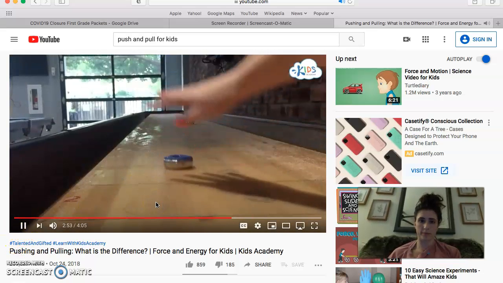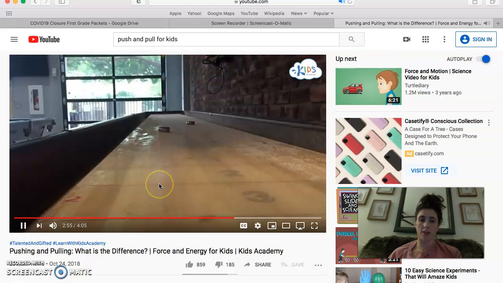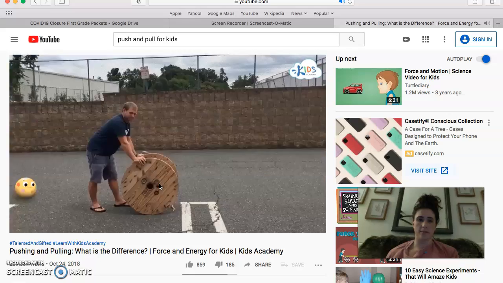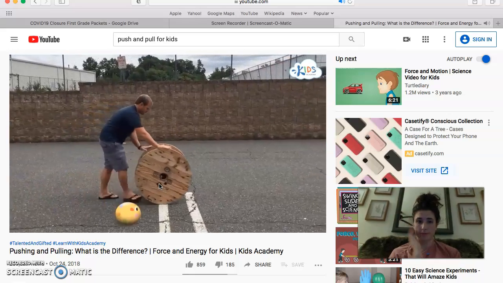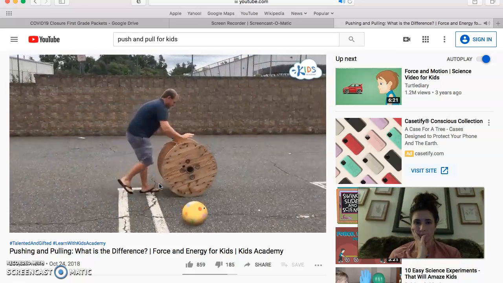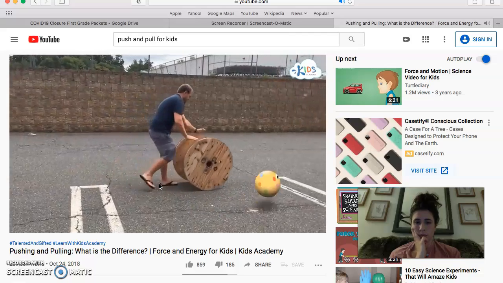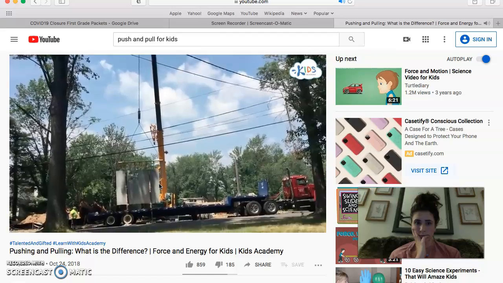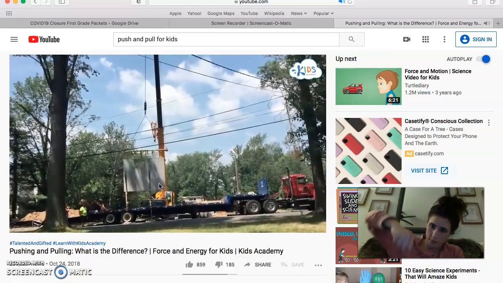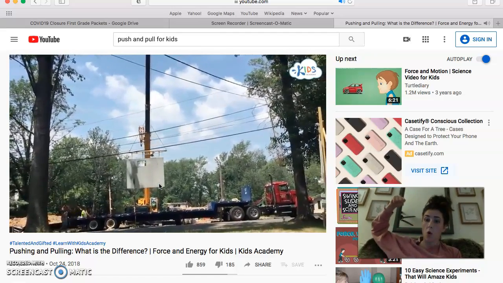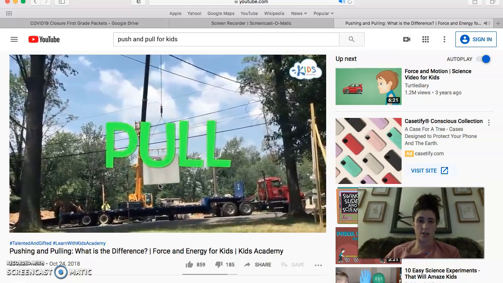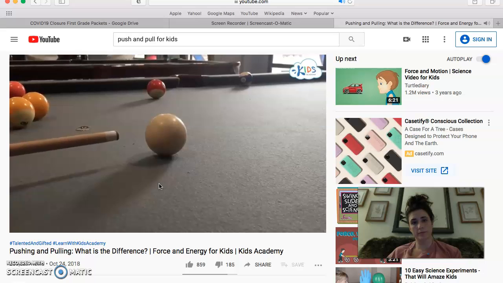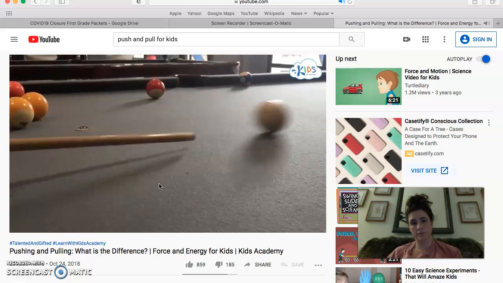Next up, a game of shuffleboard. That is a push. That's a push. You're pushing it away. What force am I using to roll this giant wheel? That's a push. Time for a tough one. This crane lifting a giant object? It's a pull. It's pulling that slab. When we're playing pool, what force are we using? Push.